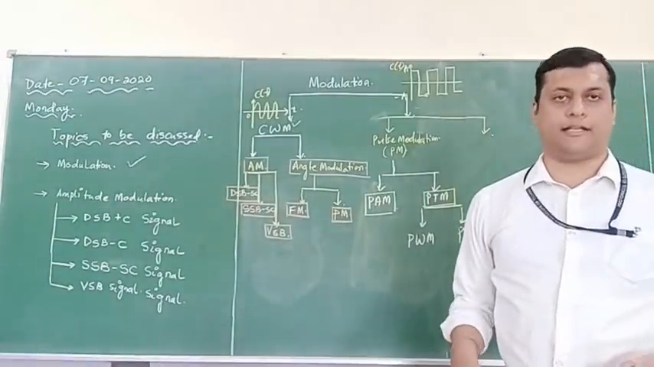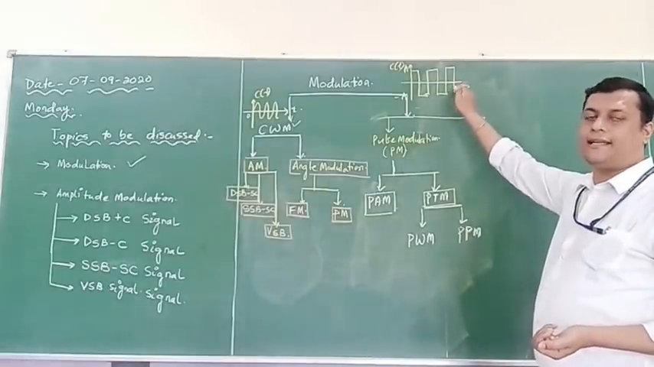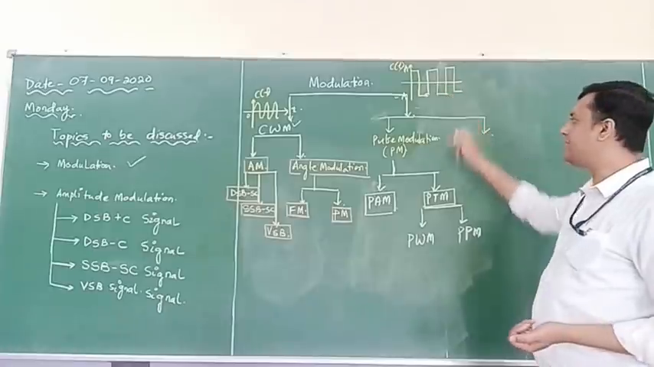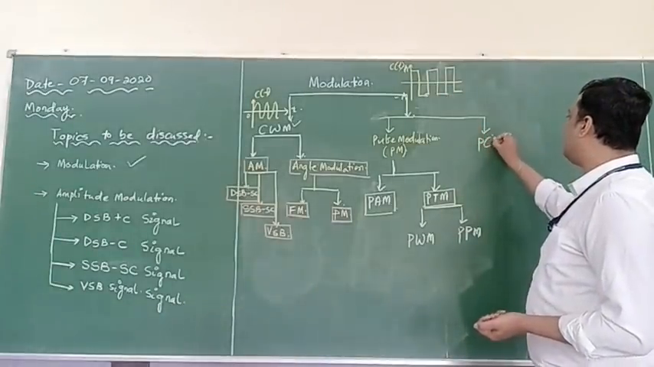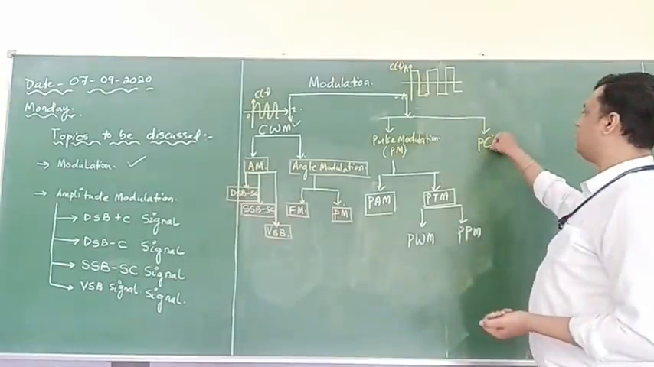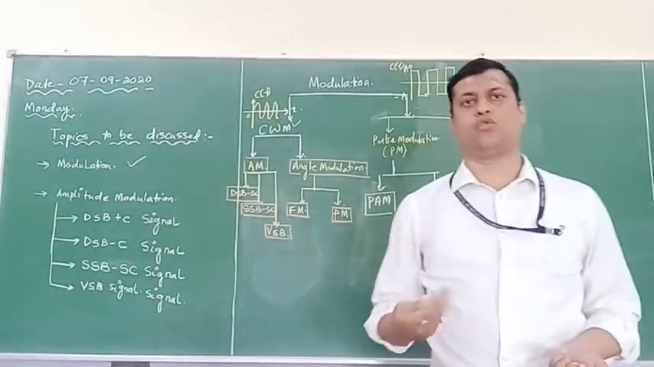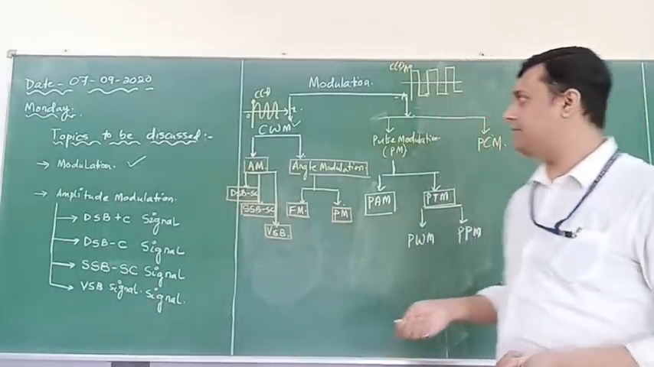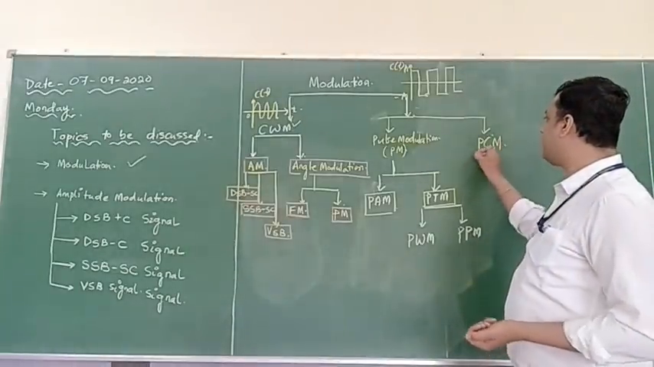pulse code modulation. If these pulses are discrete in nature, then I will say it is called pulse code modulation. So this pulse code modulation is also available with differential pulse code modulation. So it is PCM as well as DPCM, we can write. That we will discuss later on.